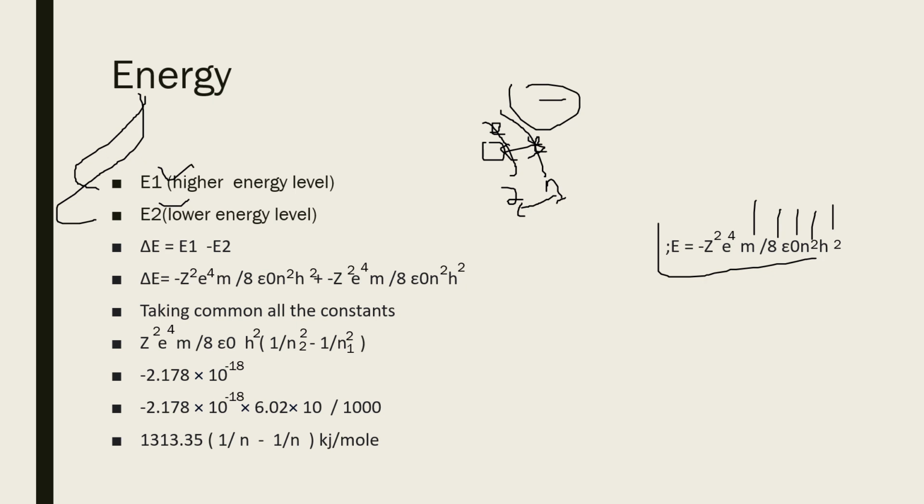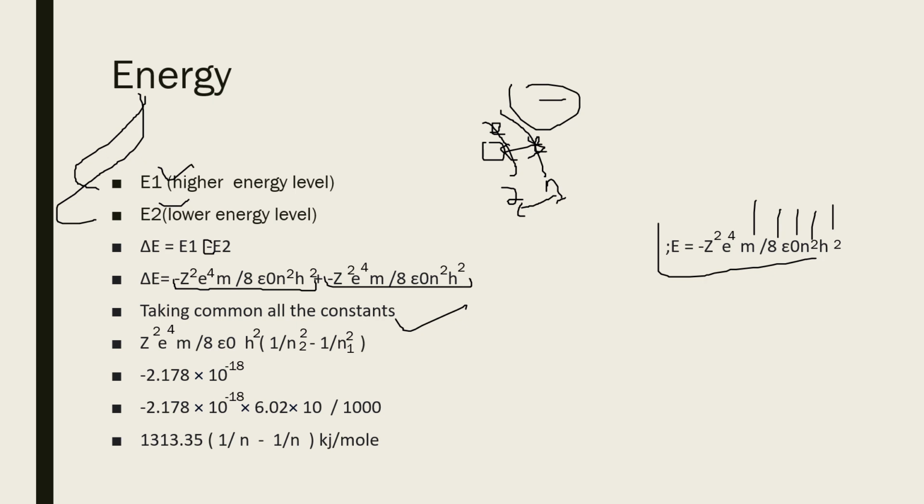Here is the negative value of E, and another value of E. Now here the symbol is minus and the value of E is also in minus, so minus into minus is plus. Let's take all the constants common. Z is constant, e is constant, mass is constant, 8 is constant, epsilon naught is constant, h is constant. So remaining would be the number of the orbits and the 1.